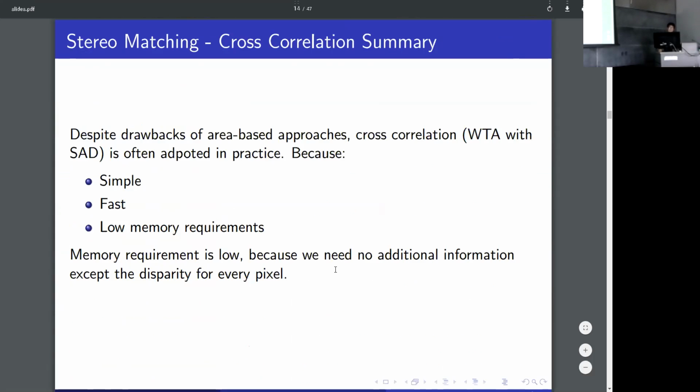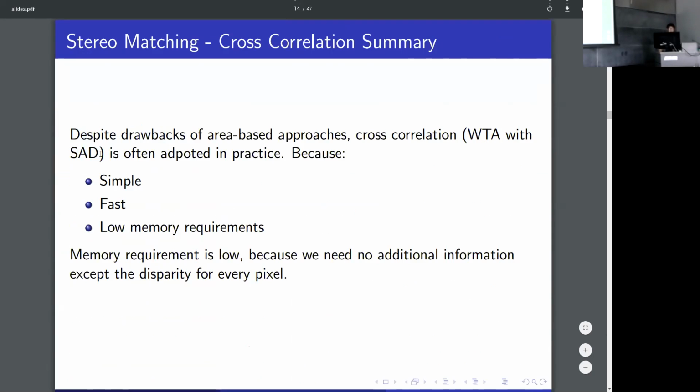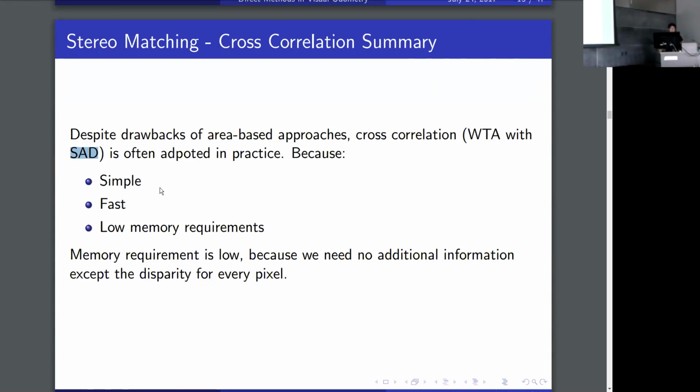As a summary of stereo, when I say cross correlation, it's the combination of winner takes all with some kind of matching cost function. This could be a sum of absolute difference or some squared differences. The reason why we still use it is because computationally they're still relatively simple, fast, and have low memory requirements, in the sense that you don't need additional information except for the disparity function.